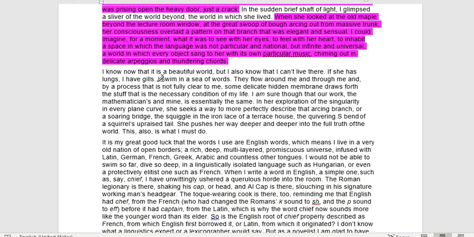I know now that it's a beautiful world, but I also know that I can't live there. If she has lungs, I have gills. I swim in a sea of words. They flow around me and through me, and by a process that is not fully clear to me, some delicate hidden membrane draws forth the stuff that is the necessary condition of my life. I am sure, though, that our work, the mathematician's and mine, is essentially the same.